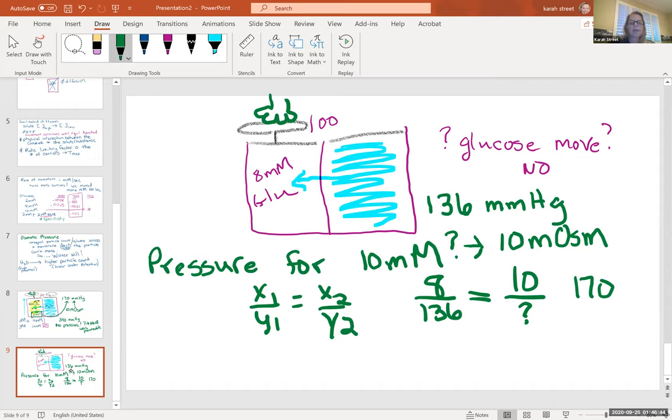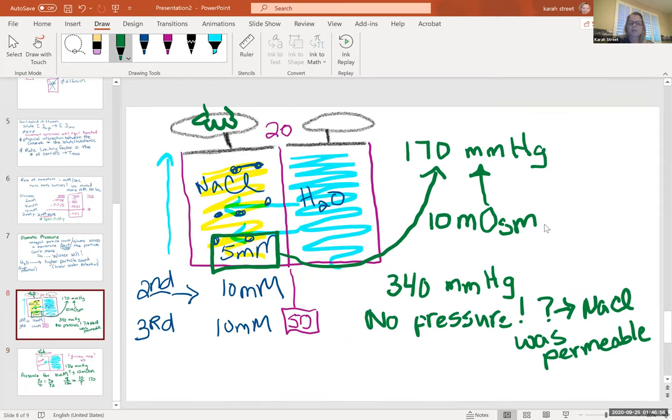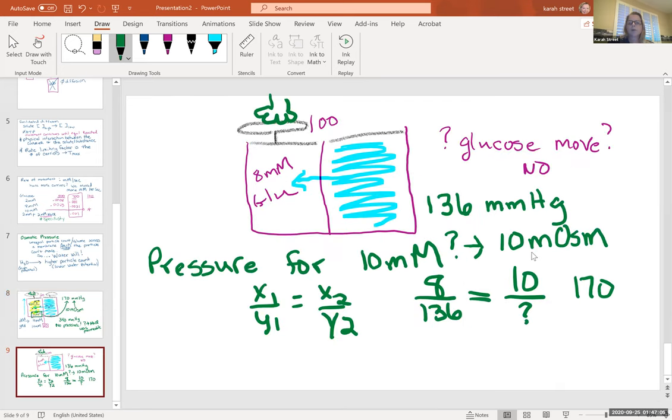Water doesn't care what the particle is. It cares what the particle count is, especially if the particle cannot move. For 10 milliosmolar concentration, you had to apply 170 millimeters of mercury. If you applied 10 milliosmolar worth of particles of glucose, you would still have to apply 170 millimeters of mercury of pressure. Water does not care what the particle is. It cares how many particles there are, and if they can't move, then water will.